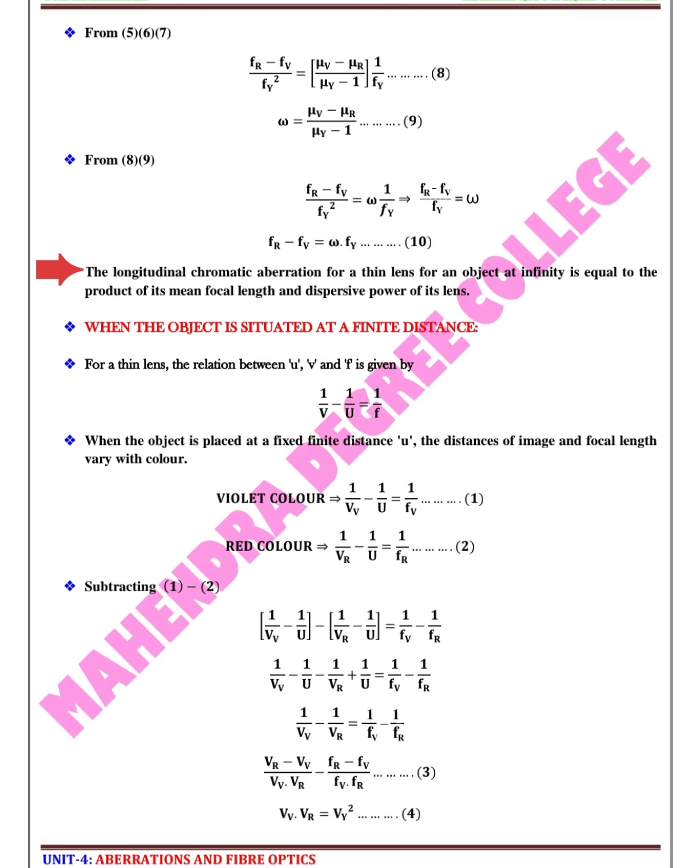The conclusion: the longitudinal chromatic aberration for a thin lens for an object at infinity is equal to the product of its mean focal length and the dispersive power of its lens material. This means that if you multiply the mean focal length of the lens by the dispersive power, you will get the longitudinal chromatic aberration.